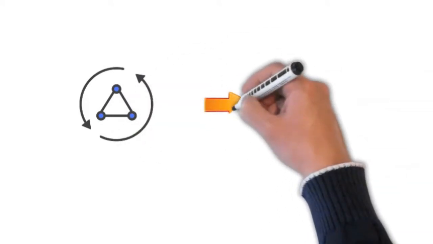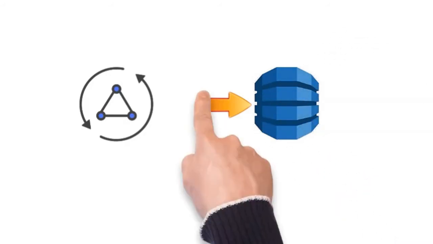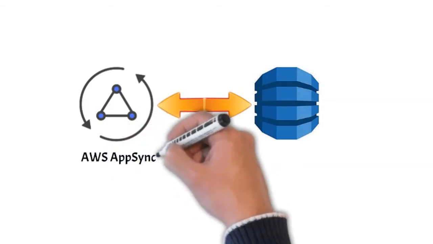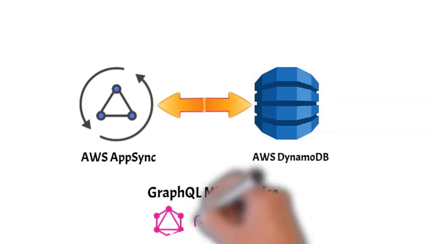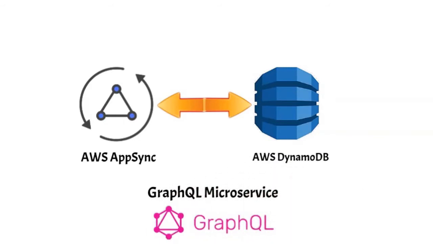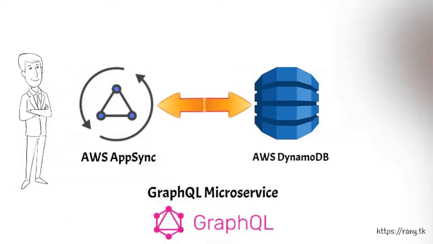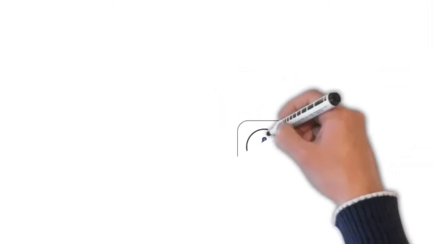Before we start building the GraphQL microservice, I would like to give a quick introduction to understand the components to build it. I'll start with AWS AppSync and DynamoDB. So this is the GraphQL microservice that you see in front of you. It consists of AWS AppSync, and it talks to DynamoDB. When we build this microservice, you will see the wizard that will build this in just a blink of an eye.